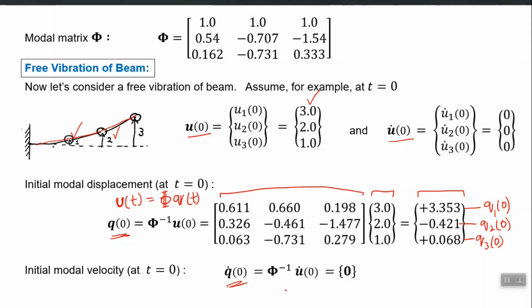Similarly, you can do it for initial velocities, but since all velocities are 0, when you multiply 0 0 0 with a matrix, you get again 0 0 0. So in q coordinates the initial velocities are also 0, but the initial displacements are different numbers, different than 3 2 1, right. So this is clear.